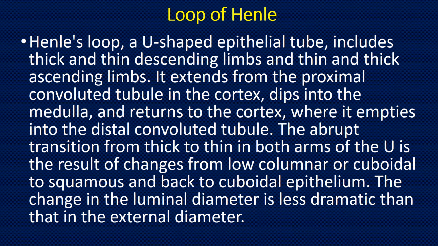The next part of the nephron has the name loop of Henle. Why do we have this name? Because the loop of Henle is a U-shaped epithelial tube, which includes thick and thin descending limbs and thin and thick ascending limbs, and is covered by simple squamous epithelium.